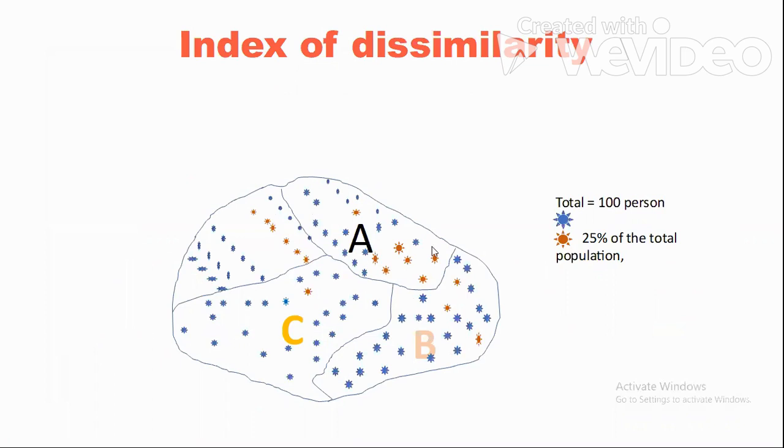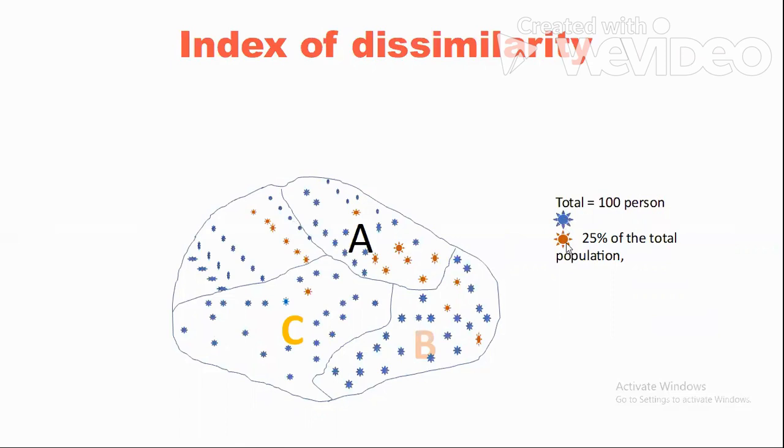These are the four groups, or four wards, inside a city. This is the whole city. Within the city there are four parts, four wards: A, B, C, D. Now, in total, for example, we have 100% in this city.